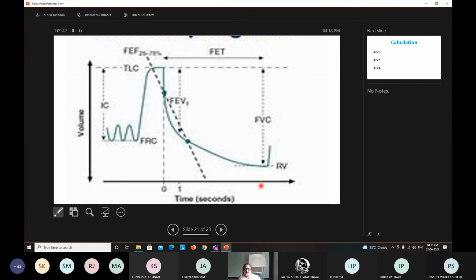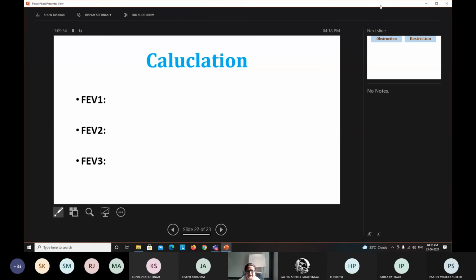So if you take vital capacity and the FVC, then you will get FEV1 in the first second. Likewise, if you take 5 centimeter, that will give you FEV2. If you take 7.5 centimeter, that will give you FEV3.